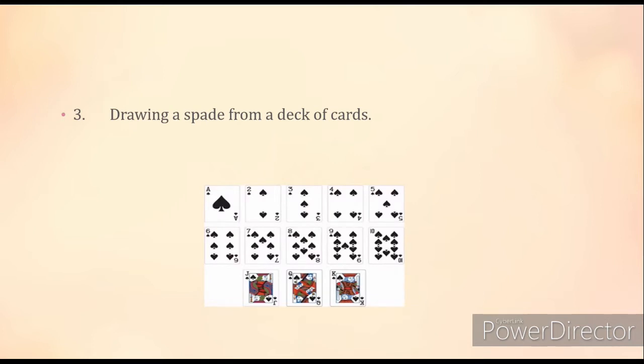Next experiment is drawing a spade from a deck of cards. Sample space are ace of spade, two of spade, three of spade, four of spade, five of spade, six of spade, seven of spade, eight of spade, nine of spade, 10 of spade, jack of spade, queen of spade, and king of spade.